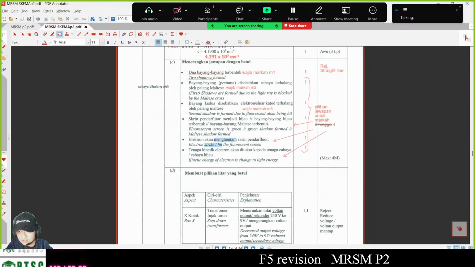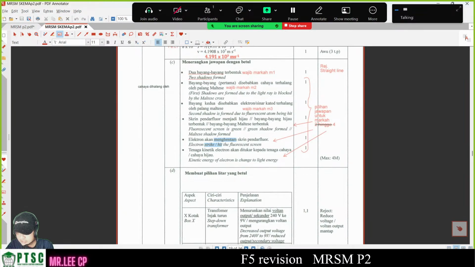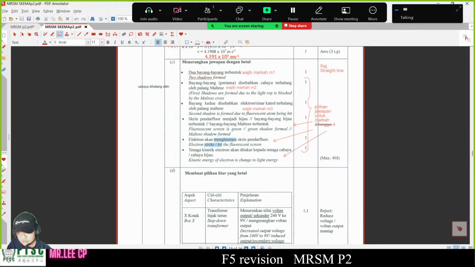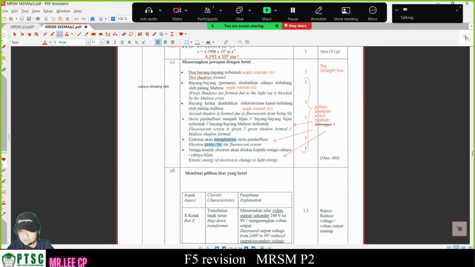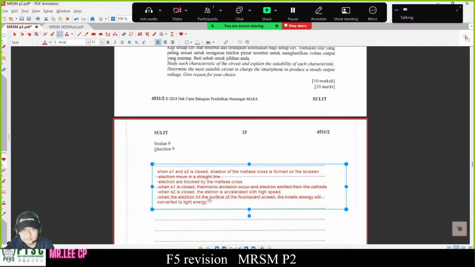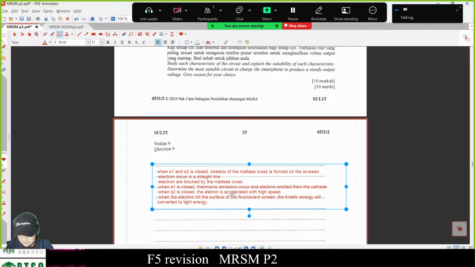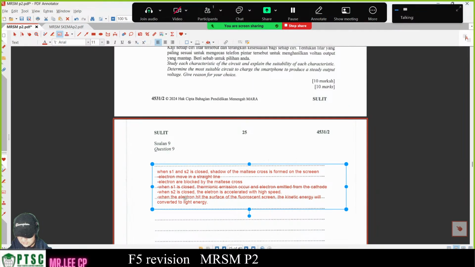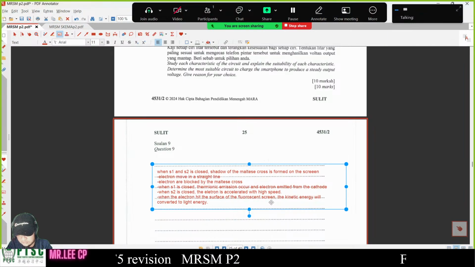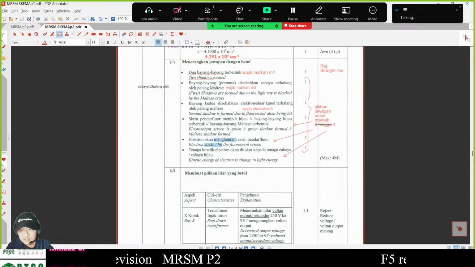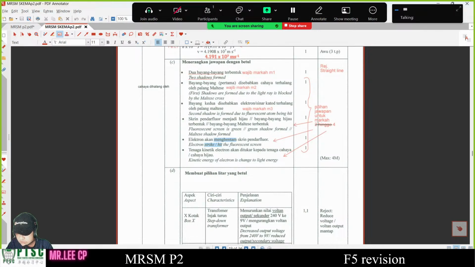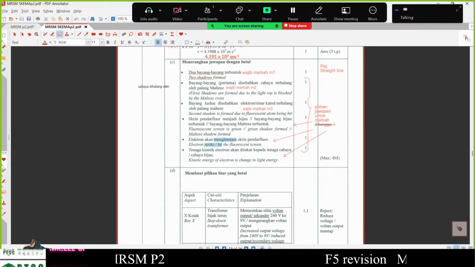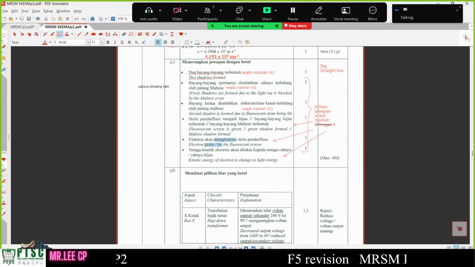So the next one is fluorescent screen. It is green shadow form, Maltese shadow form. So I don't have it. So electron strike or hit the fluorescent. So the electron hits the surface of the fluorescent screen. Yes. All right. So here you get it. Kinetic energy change to light. So this one here 1 mark and then 1 mark. So these two can give you 1 mark.